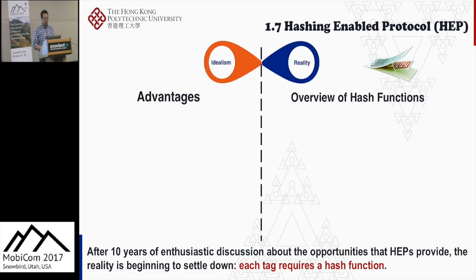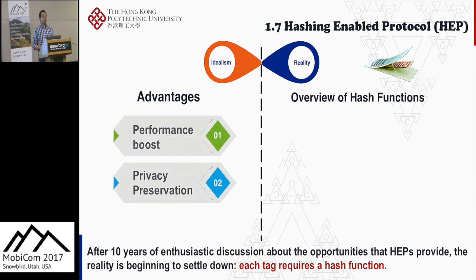There are so many applications. The HIP is advantageous in two aspects. First, it does resolve the collision, so it can boost the performance significantly. Second, each tag only sends a 1-bit signal, so the privacy is well preserved because you cannot identify the object through a 1-bit signal.